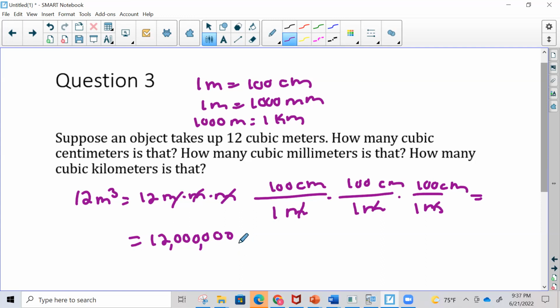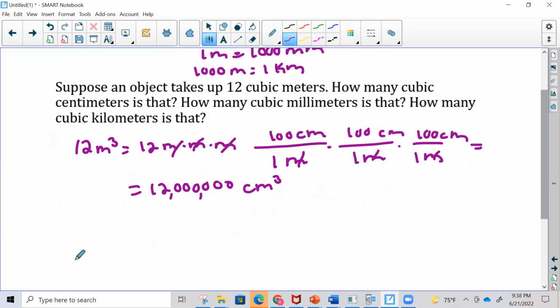And then my units are centimeters cubed, because I have centimeters times centimeters times centimeters. Okay, and if you want to do it the way that you cube it, you should get the same answer. If I want to do millimeters, then I'm going to use that second conversion.